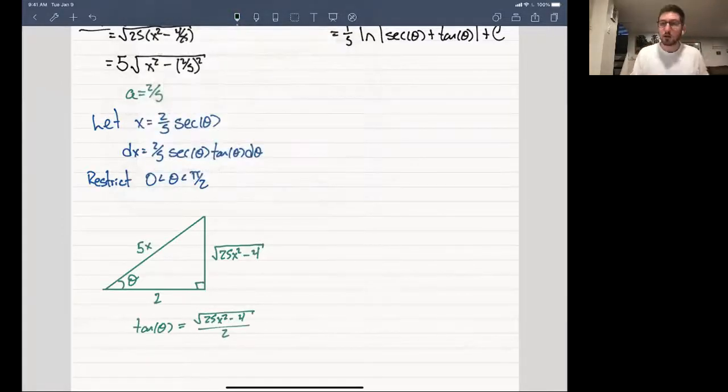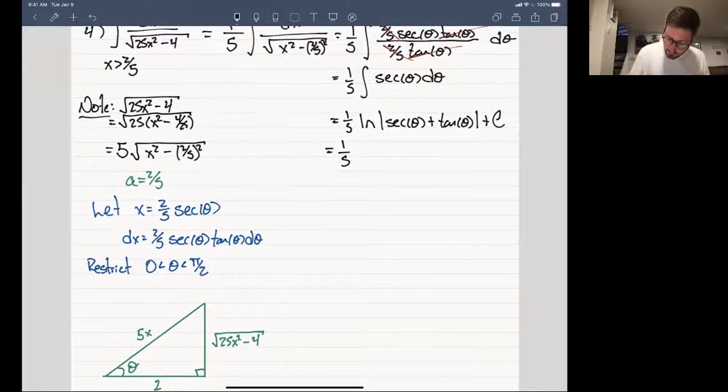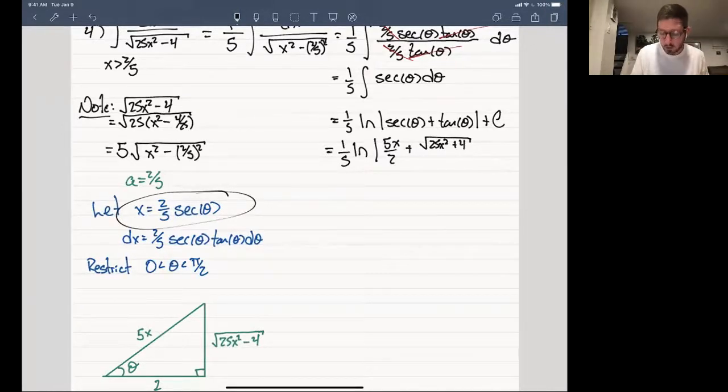And so now we can just fill in everything that we know doing our back substitutions. We got 1 over 5 times the natural logarithm. We said that secant is 5x over 2. That is just taking this piece right here and rearranging for secant of theta. Then plus, we just calculated that tan is the square root of 25x squared minus 4, divided by 2, plus c. It's not going to get much prettier than that. I'm not even going to bother trying to simplify it more because it might even just make it look worse.